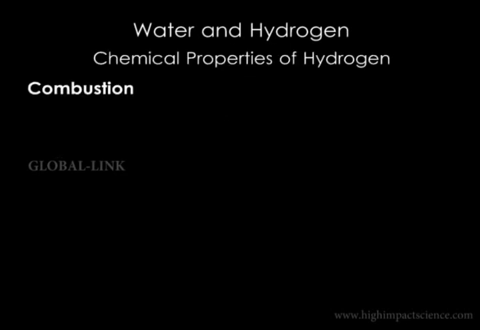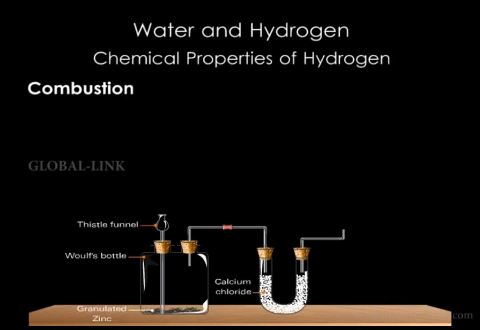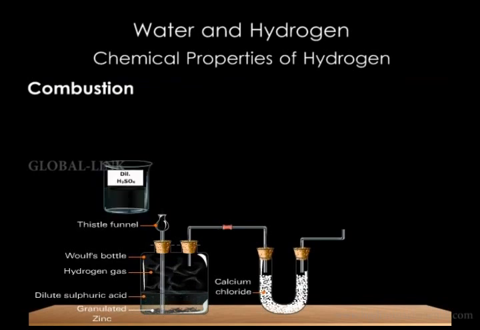Chemical properties, combustion. Now, in this experiment, we prepare hydrogen gas by reacting zinc granules with sulfuric acid. The gas evolved is passed through a U-shaped tube containing calcium chloride, which absorbs the moisture present in the gas, making it dry.